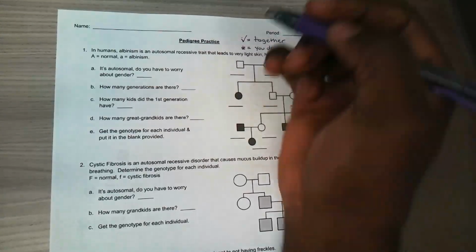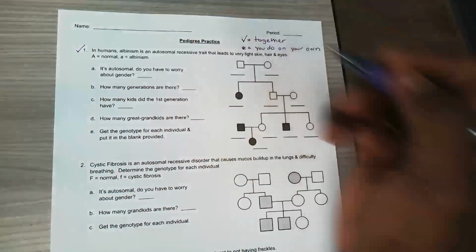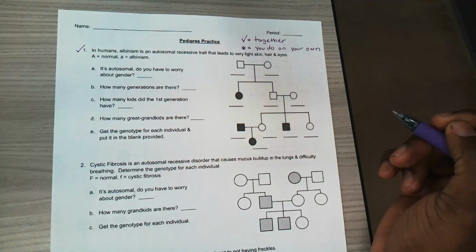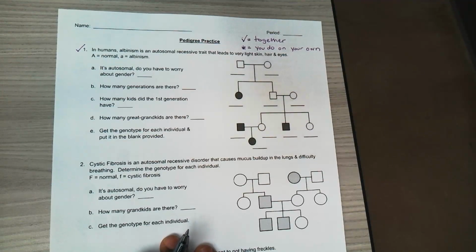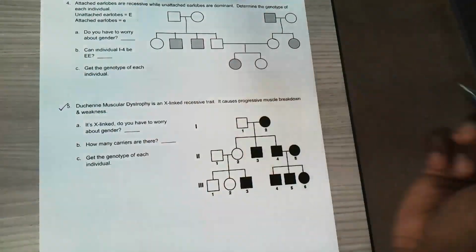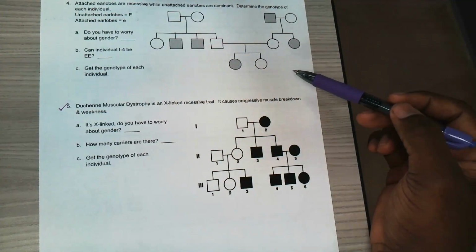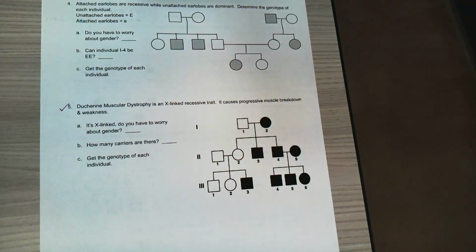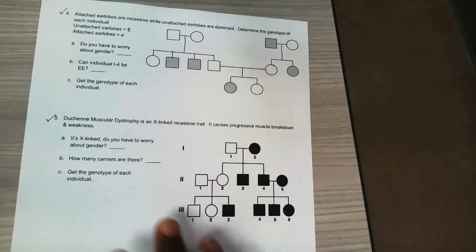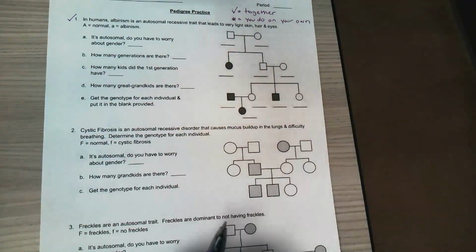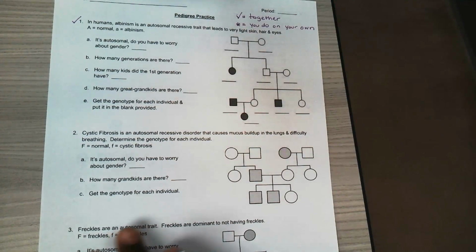So first thing we're going to do, let's put a check next to number one. Flip it over and go to number five. We're going to put a check mark next to number five. So I'm going to walk you through number five, number one. And I think we can squeeze one more. Let's do number four together. So we're going to do problems one, four, and five together, which means you're going to be responsible for doing two and three on your own. All right, are you ready? Boom, let's do this. All right, number one.